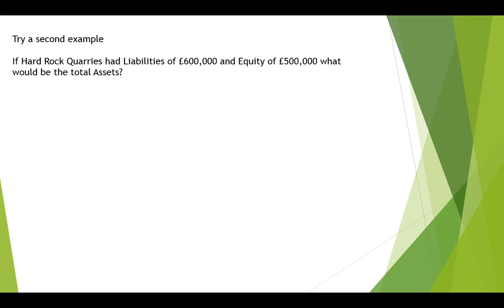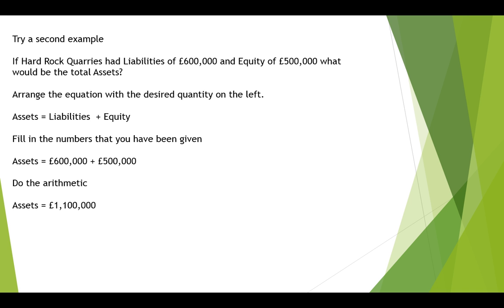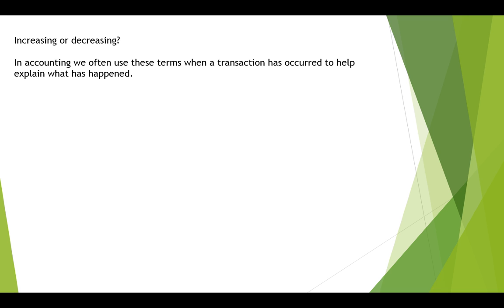Let's try it with another example. If Hard Rock Quarries had liabilities of 600,000, equity of 500,000, then what are going to be the total assets? So here we've got to arrange the equation so that we've got the assets on the left, so assets will be equal to liabilities plus equity. So we fill in the numbers and we have 600,000 for liabilities, 500,000 for equity. So assets is equal to 600,000 plus 500,000. Do the arithmetic, we have 1,100,000.